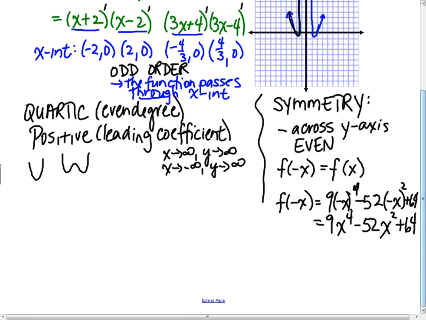I have substituted minus x in for x, and I have finished and gotten the very same thing as what I started with. That means this is, in fact, an even function, and it should look perfectly balanced across the y-line. It has symmetry in the y-axis.